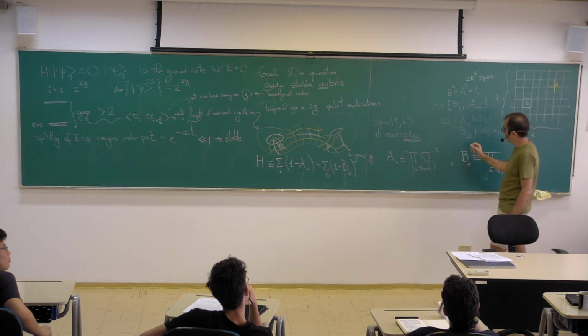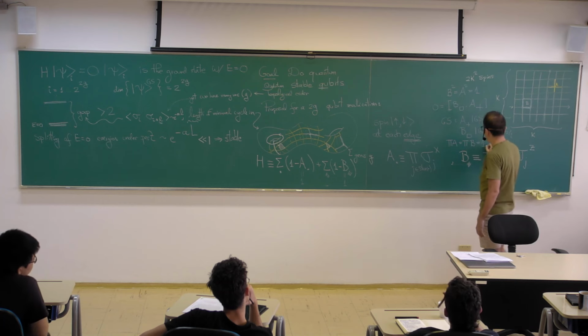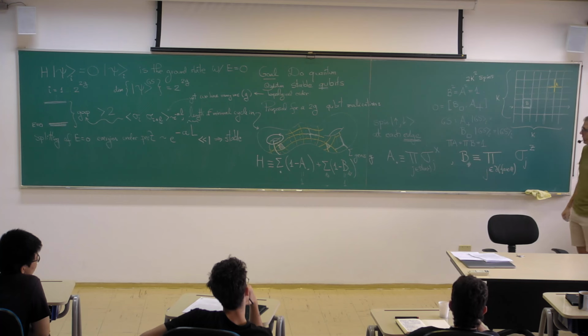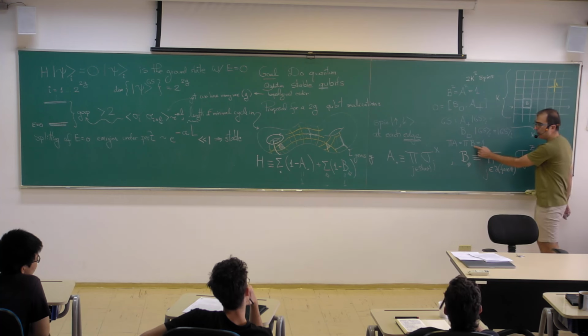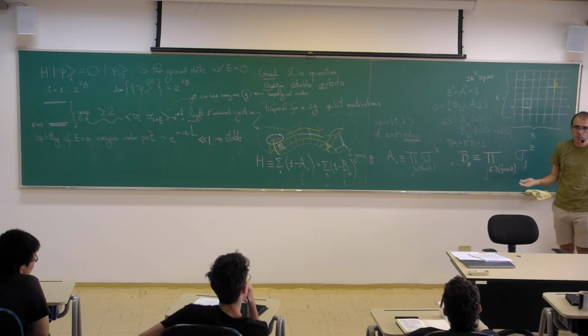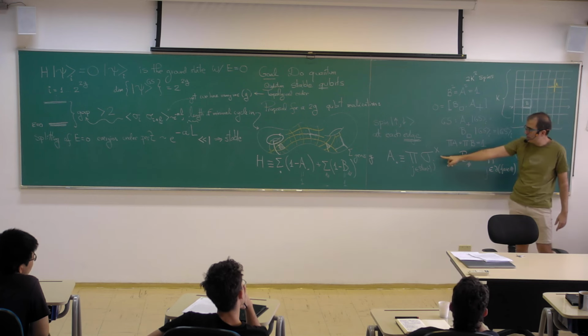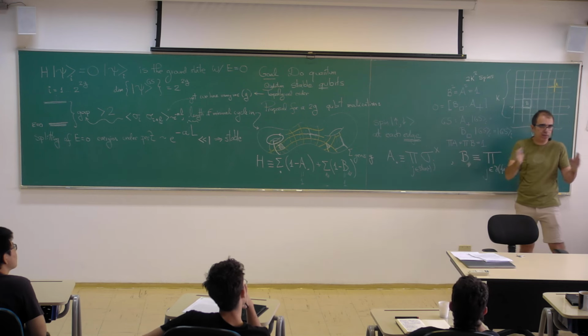Namely, notice that the product over all A's is equal to the product over all B's, and that's equal to 1. Why? Because if you multiply all B's, you are multiplying, for example, this B with the neighboring B. But then you count the parity of this line twice. And so on. So when you multiply everyone, each edge appears twice, and therefore you get 1. Okay. If you want to see it algebraically, you just remember that sigma x squared is the identity, and sigma x will appear twice every time.